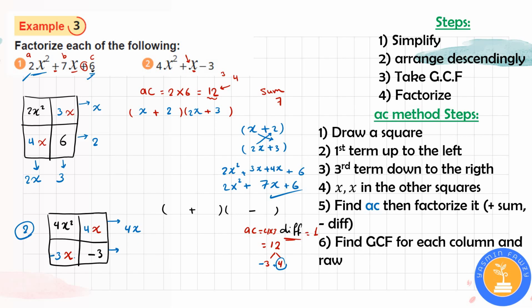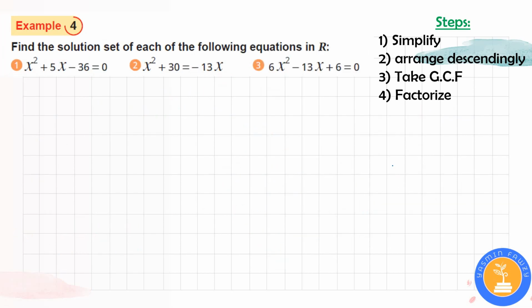Don't forget the negative. Okay, what is the GCF of this row? It will be -3. What is the GCF of this column? Nothing. Nothing means what? Means 1. When we don't see any GCF, it means it's 1. Okay, what's the GCF here in this column? It will be just x. So the two factors here are what? x plus 1 and 4x minus 3.